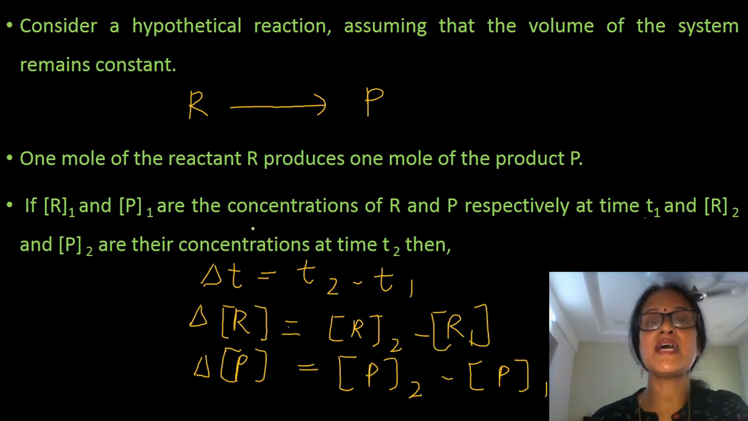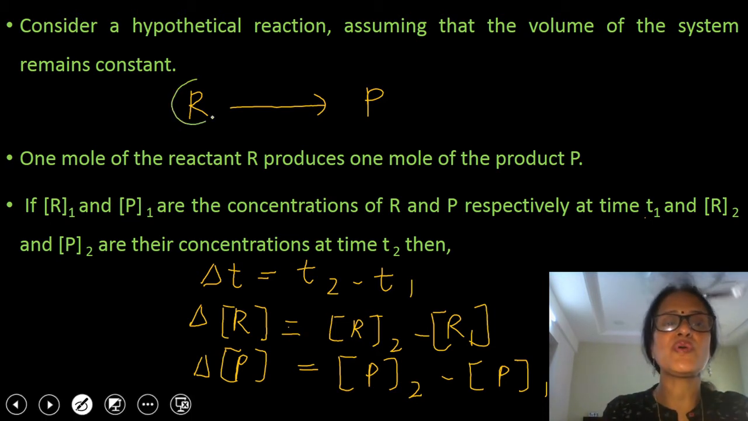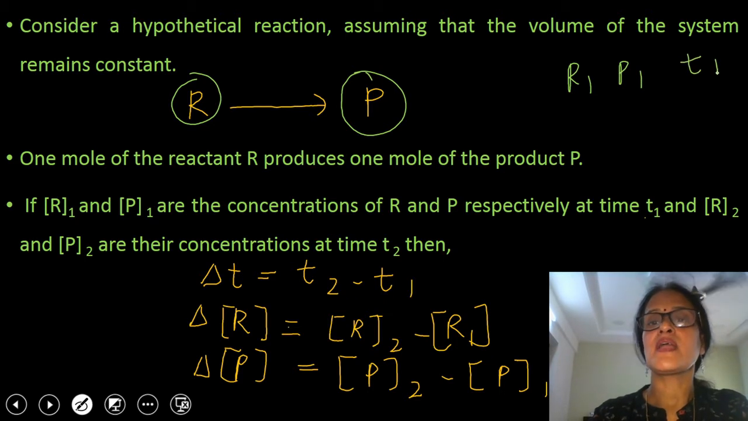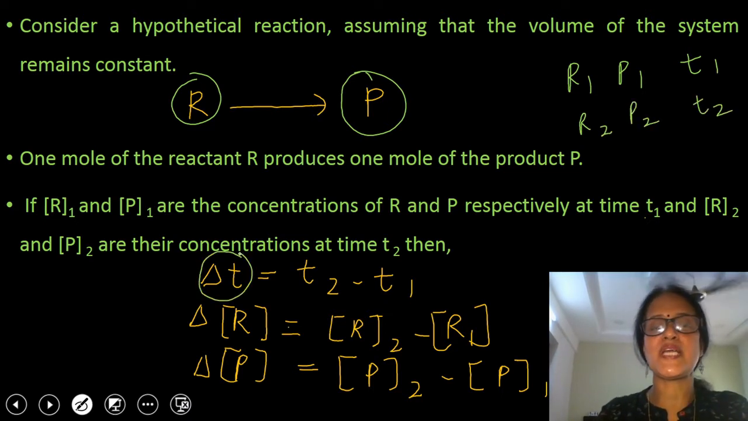So I am considering a hypothetical reaction where 1 mole of reactant changes into 1 mole of product. As the reaction proceeds, the concentration of reactant decreases and the concentration of product increases. Suppose the initial concentrations of reactant and product at time T1 are R1 and P1, and the concentrations of reactant and product at time T2 are R2 and P2. So delta T will be equal to T2 minus T1. Delta R will be equal to R2 minus R1. Delta P will be equal to P2 minus P1.